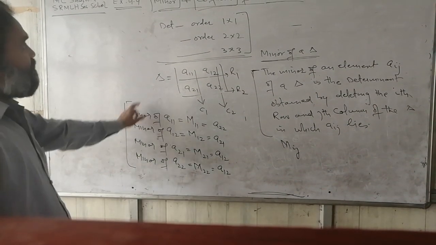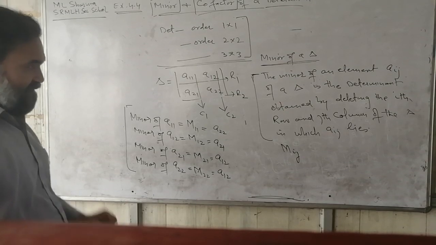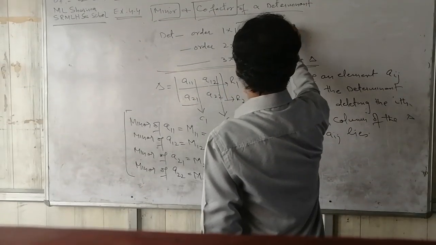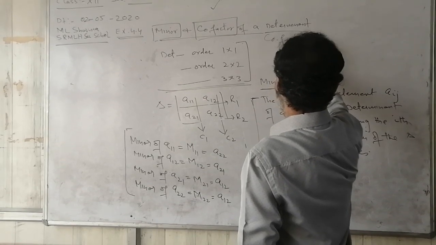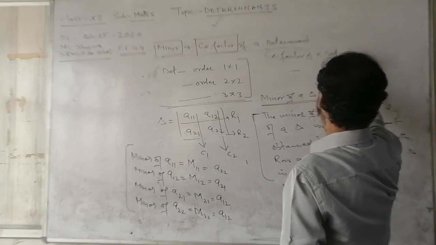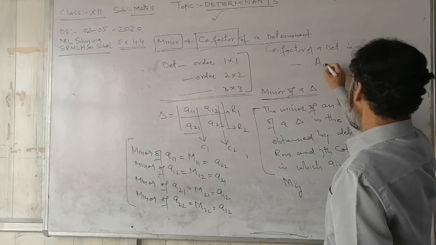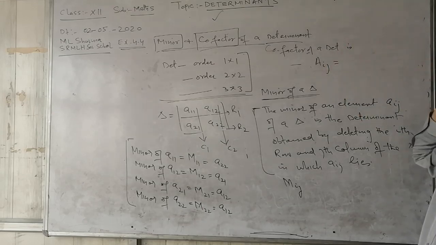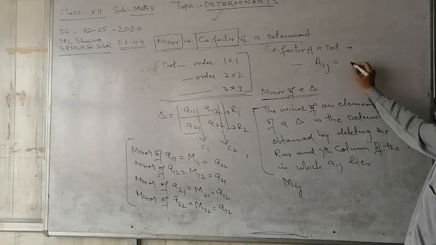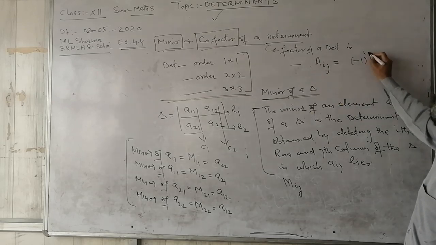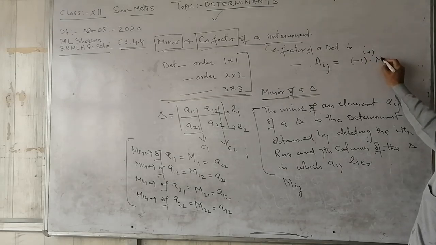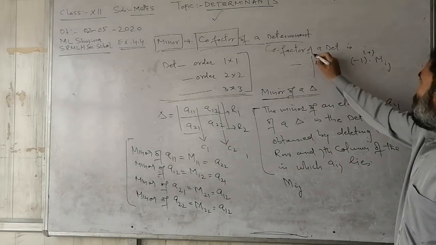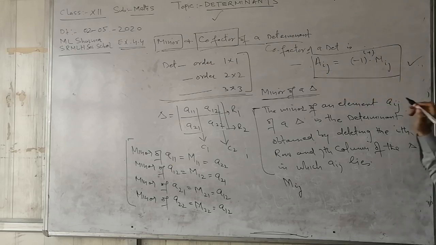Now the next thing is the cofactors. The cofactor of a determinant is denoted by Aij. This is the symbol we use for cofactor. i is the row and j is the column. This is equal to (-1) to the power i plus j into minor Mij. So this is the formula mostly we apply for finding the cofactor of a determinant.